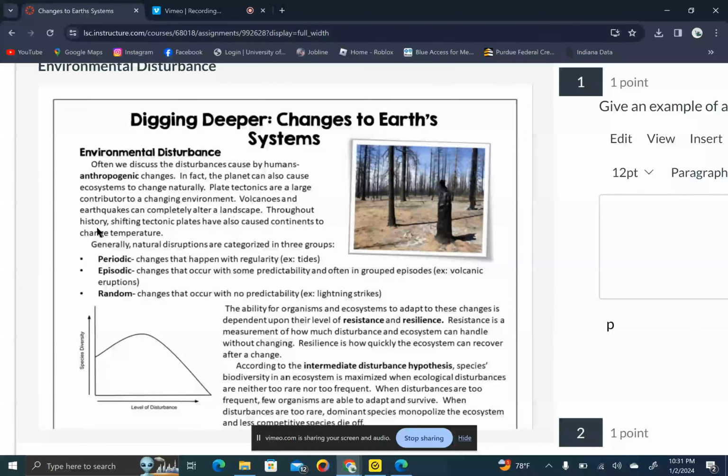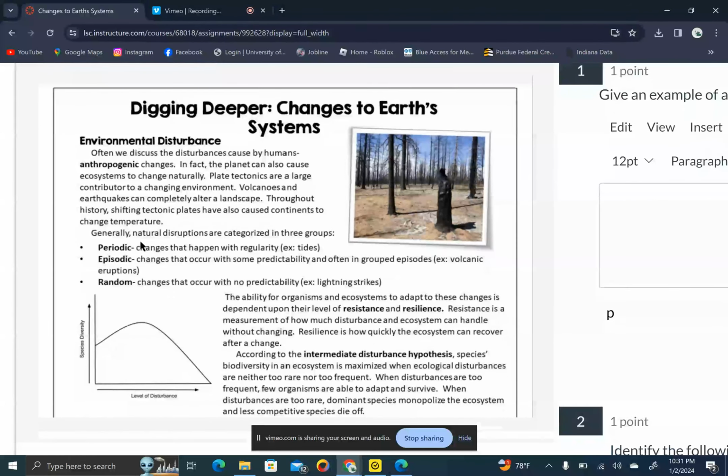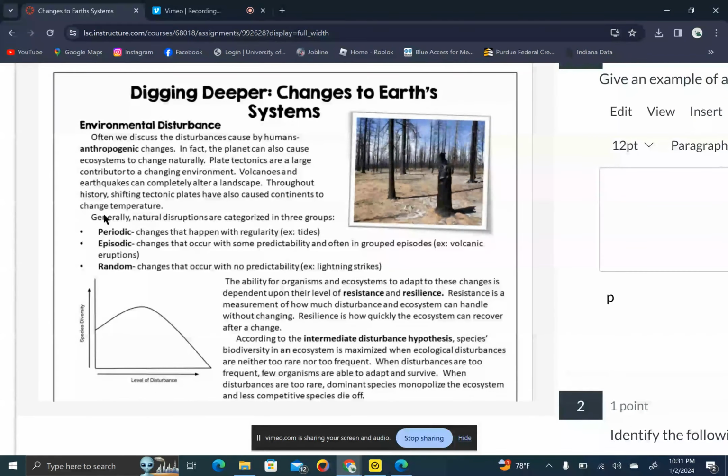Throughout history, shifting tectonic plates have also caused continents to change temperature. Generally, natural disruptions are categorized into three groups. And again, we notice that these three groups are bolded. That tells you that they are important vocabulary words that you'll need to know, and know the difference between all three of these vocabulary words.